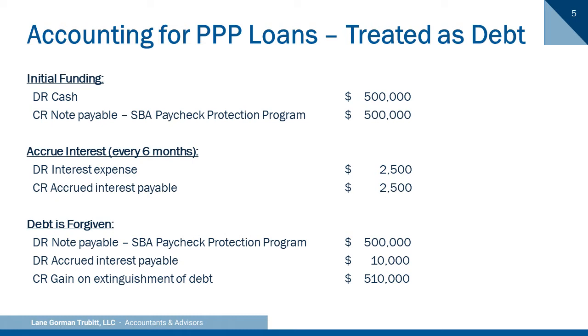Then when the debt is forgiven, you debit the note payable for $500,000, you debit accrued interest payable for $10,000, and then you recognize a gain on the extinguishment of debt of $510,000. Now, for any portion of the debt that is not forgiven, any portion of that $500,000, you would credit cash, which is when you pay the note, and reduce that gain on extinguishment of debt by the corresponding amount.